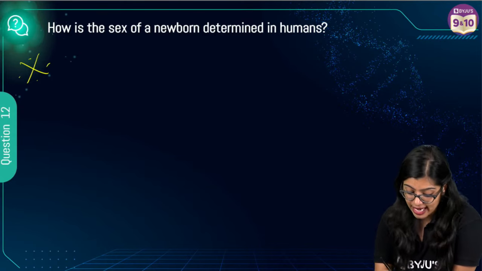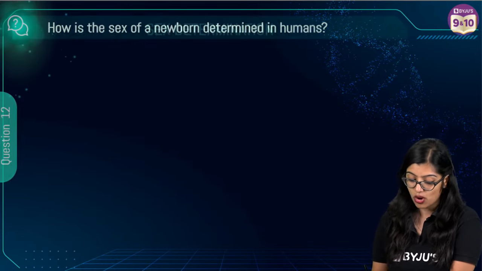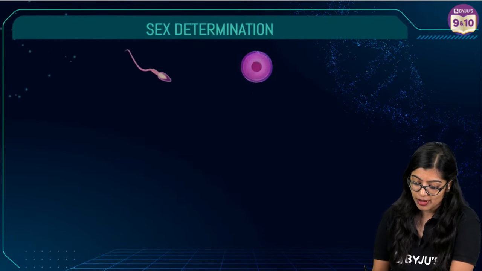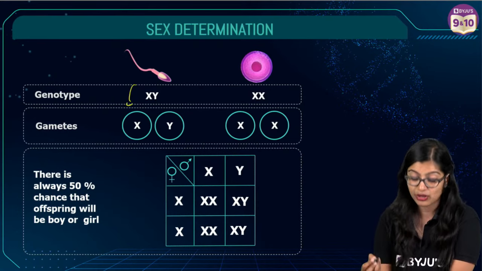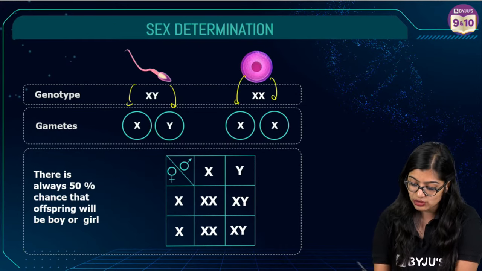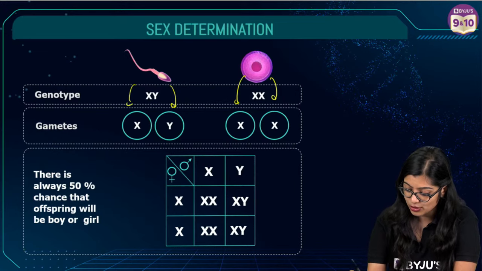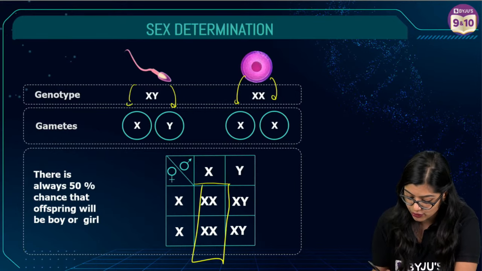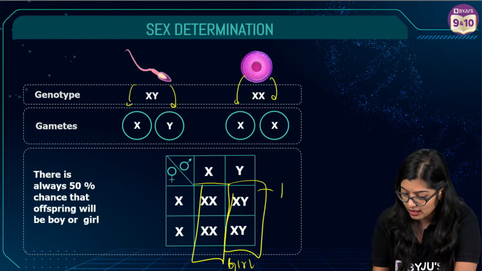Yes, but here they're saying, how is the sex of the newborn determined? That means you will have to say the whole story. When you talk about sex determination, in the case of males, some sperms could have X while some could have Y. While in the case of females, all of them will have X. When you do the cross, there's a 50% chance that it will be a girl, 50% chance that it will be a boy.